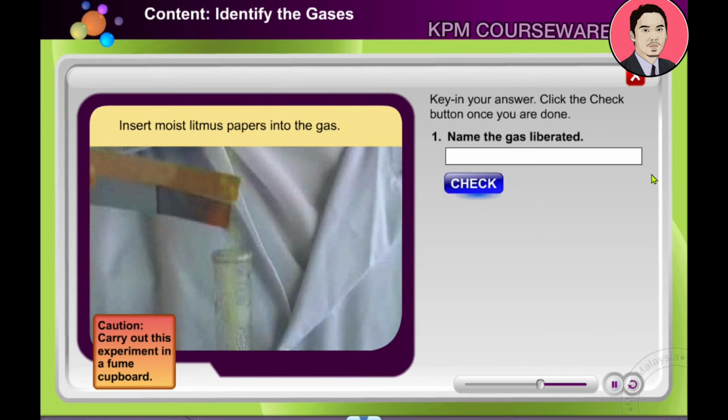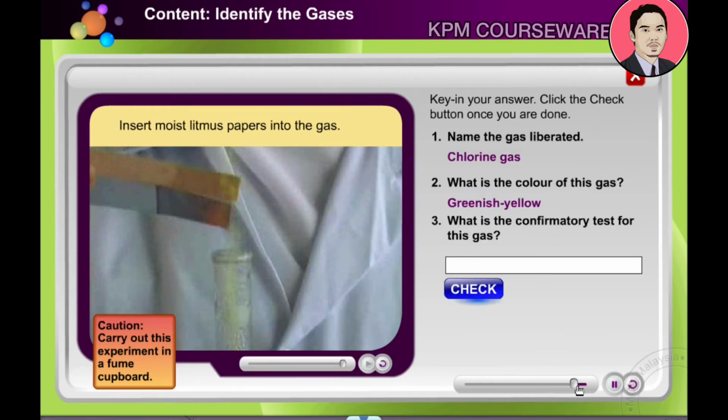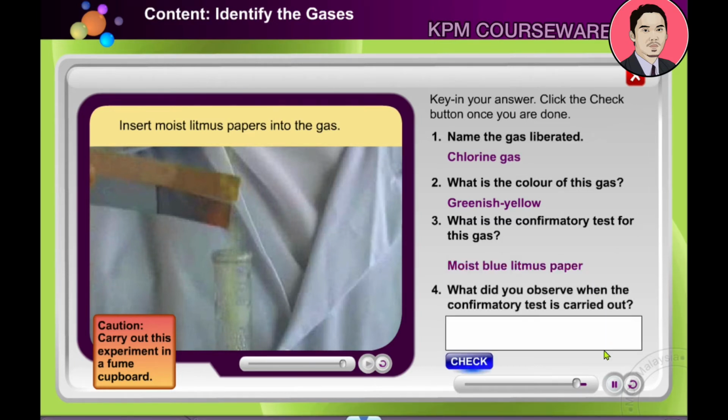Now, answer these questions. Key in your answer, then click the check button to check your answer. Yes. Sorry, try again. What do you observe when the test is carried out? Sorry, try again.